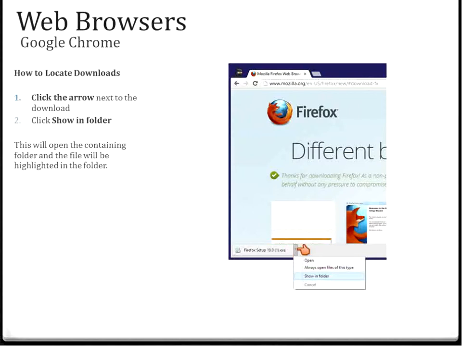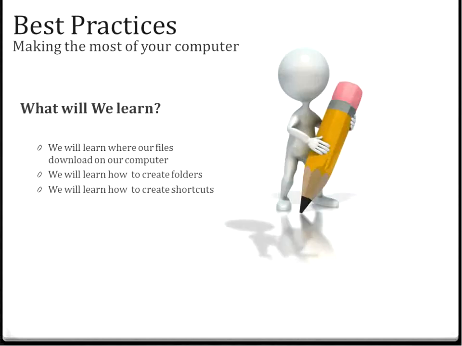So all you need to do, if you want to locate it, is just click the drop down, and then you can click Show in Folder, and that will open up the folder. If you just want to download, save, and run it, just click anywhere on the icon. You can click the middle, the center, or even click the drop down and then click Open, and then that will open it up for you. So that was web browsers.